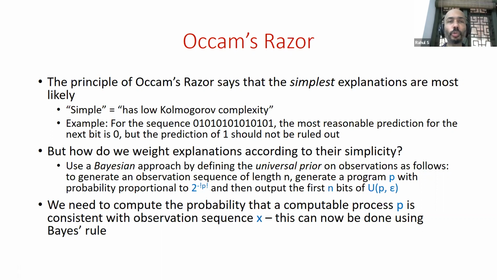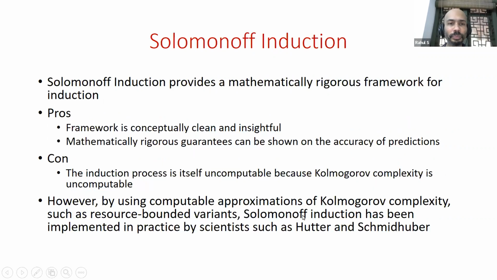So that's going to allow us to weight different programs according to their likelihood of generating X. And then based on that weighting, we can tell which is the next bit of X likely to be, to predict. So some of those programs will generate a 1 next, others will generate 0 next, and you can weight them accordingly depending on the weights of these programs that we get from using Bayes' law.